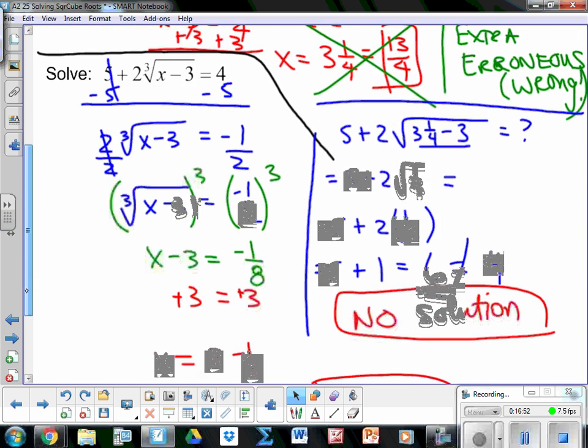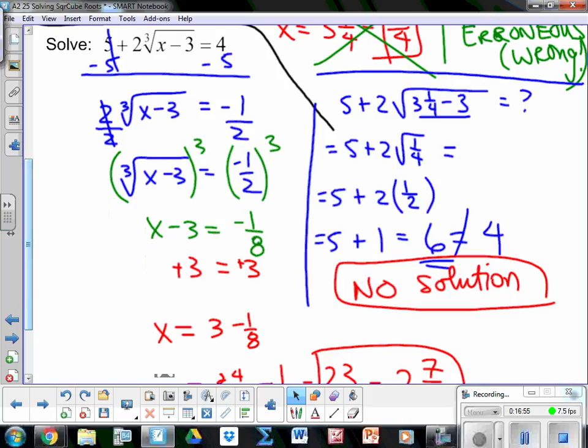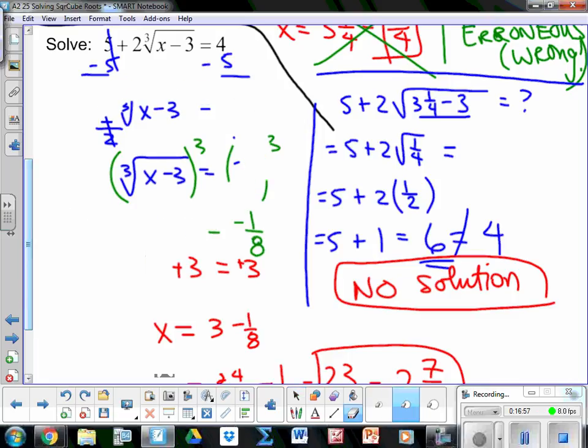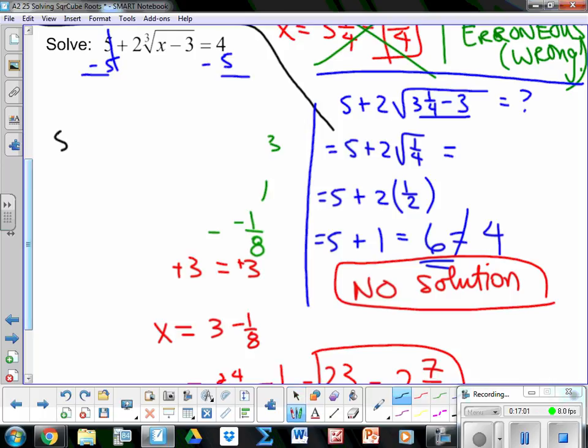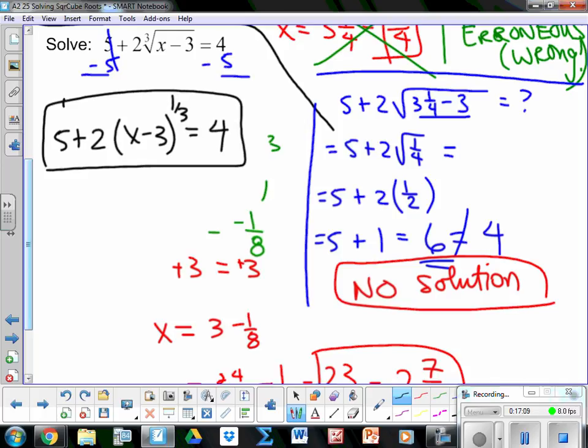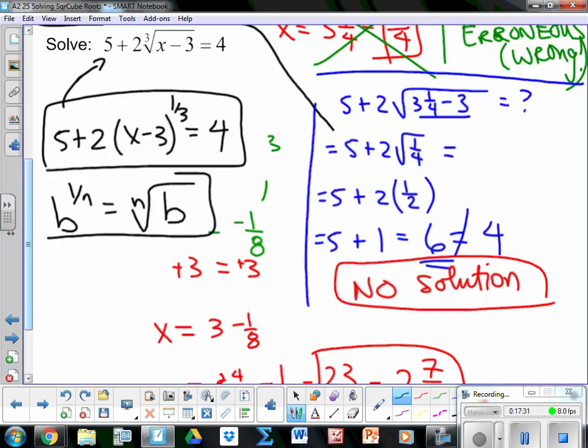And again, one last reminder, this equation that we just played with could have been written 5 plus 2 times, and this would have been the same thing as our original equation. So just a little reminder that we're adding some notation in here that you may or may not have seen before. Okay, so any kind of roots can be written as a fraction. So b to the 1 over n equals the nth root of b. Same thing. Okay. All right.